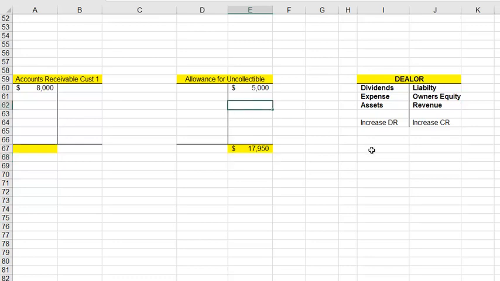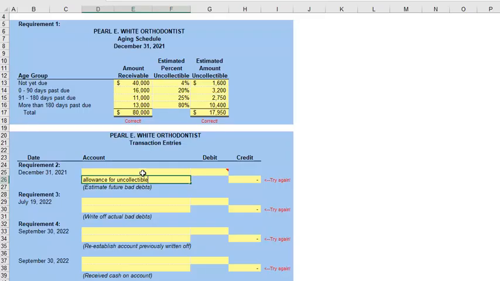So what we're going to need to do here is we're going to need to book 12,950 so that we can have those two numbers add up to get to the 17,950. Now the entry that we're going to put here is we can tell that we're going to need to credit our allowance for uncollectible for 12,950, and we know that we need a matching debit.